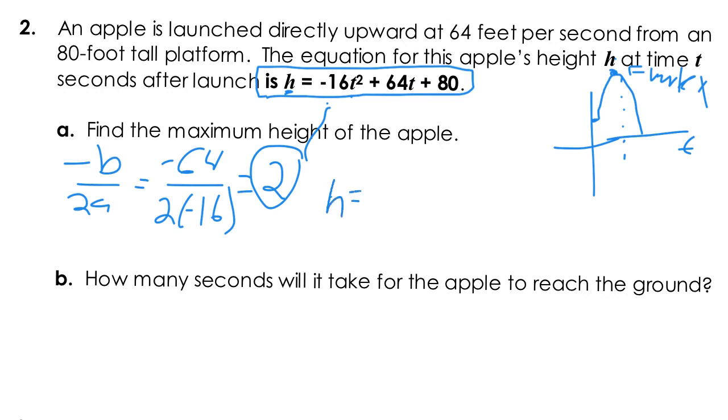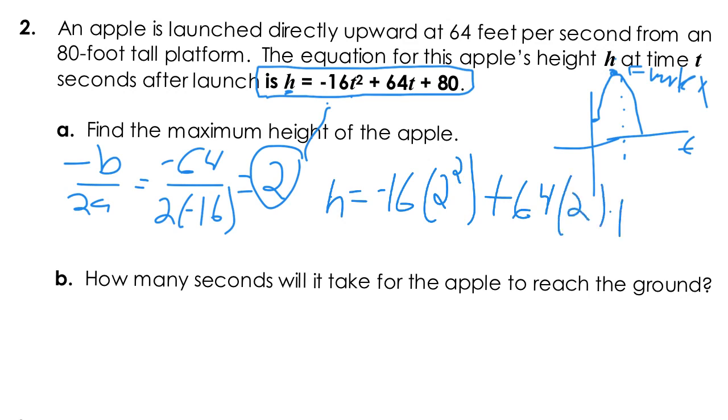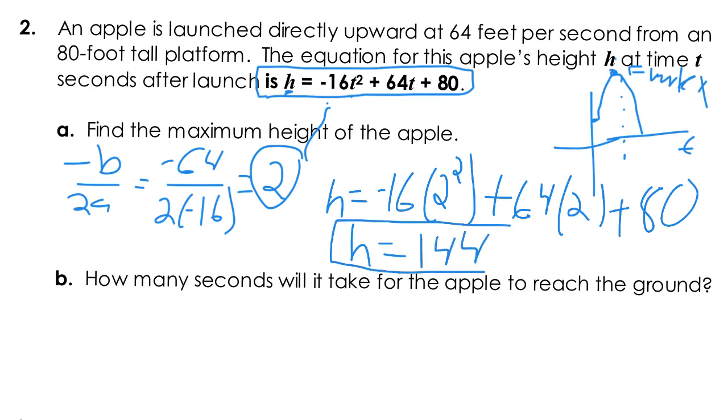h, that's what we're looking for, our max height, equals negative 16 times 2 squared plus 64 times 2 plus 80. If you calculate all that out, if you solve that equation, you're going to get h equals 144. And so that would be our maximum height. So all it is is the vertex. The vertex is our max height.